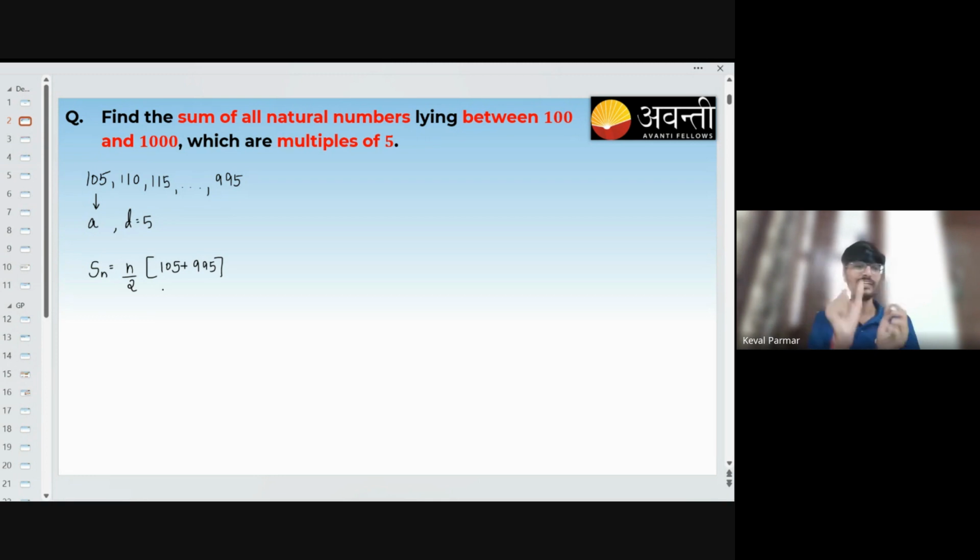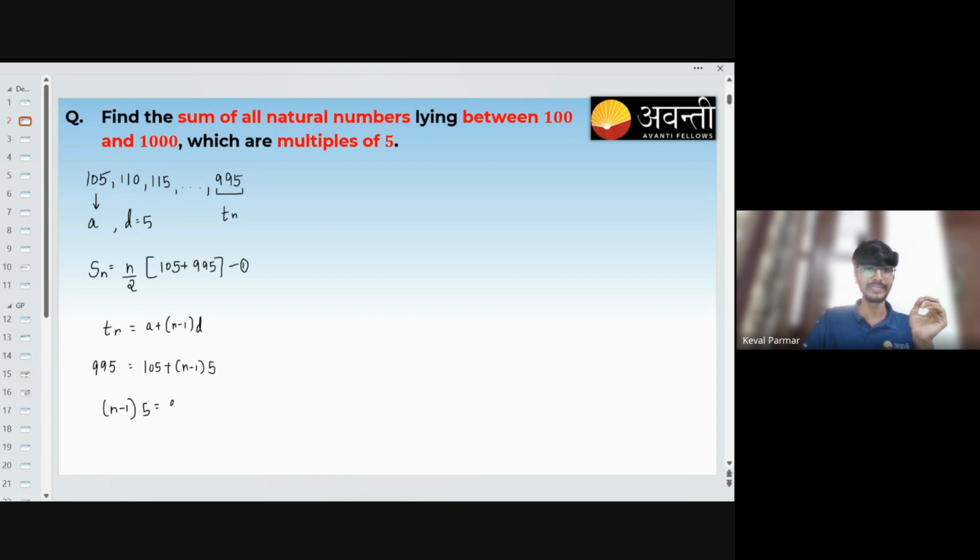What does n denote? n denotes the number of terms. Let us say this is the nth term, Tn. Let's mark this equation number 1: Tn equals a plus n minus 1 into d. The value of Tn is 995, a is 105, so 995 equals 105 plus n minus 1 into 5. Correct? If I rearrange, I get n minus 1 into 5 equals 995 minus 105.